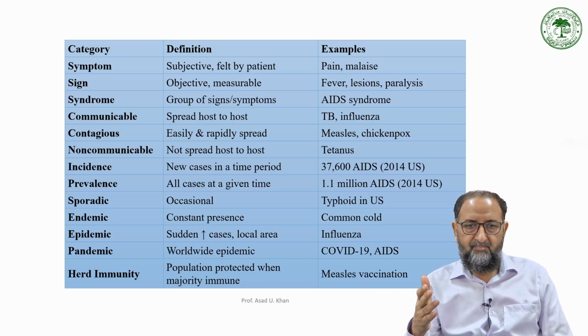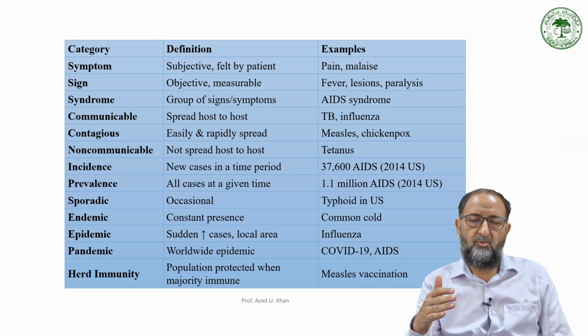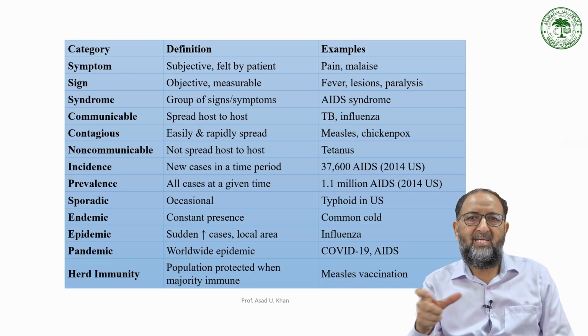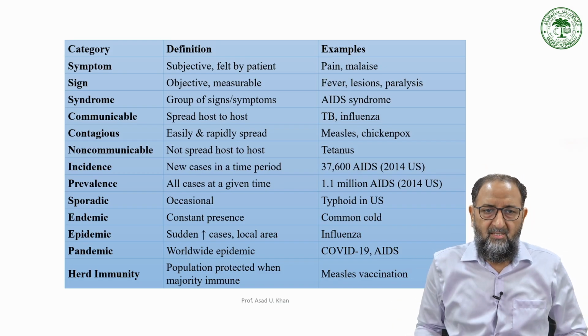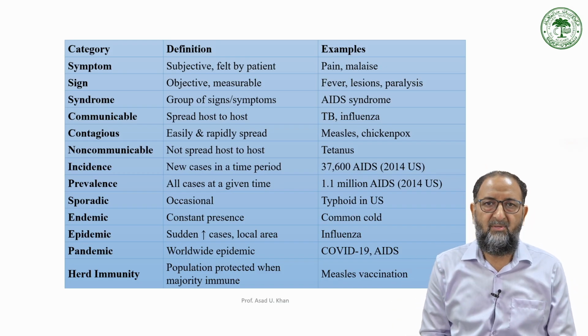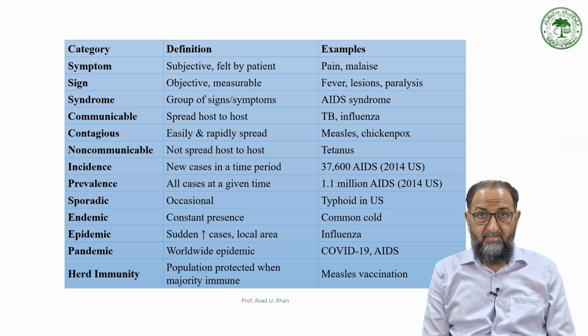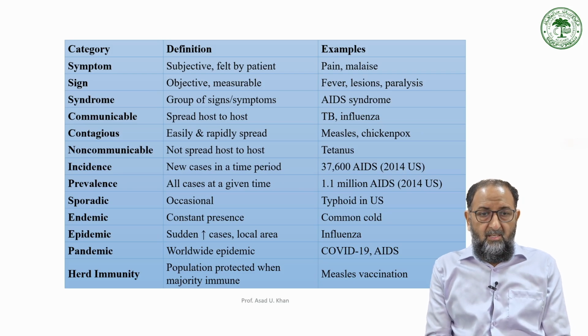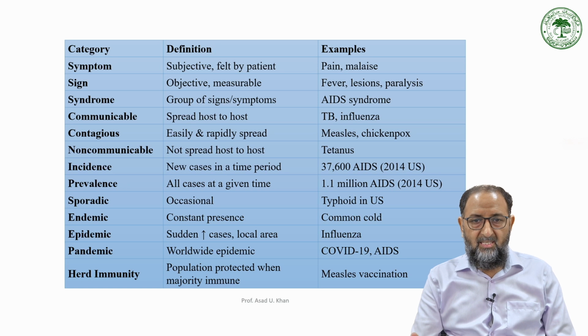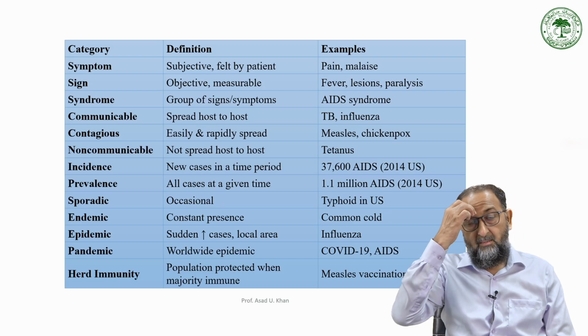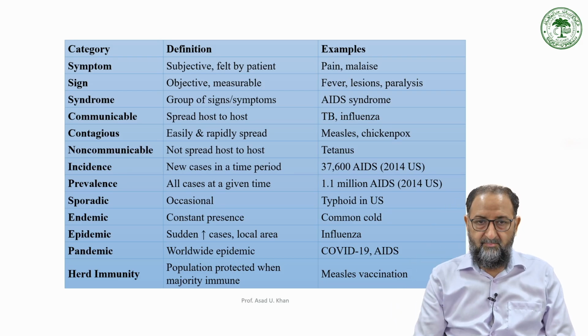Then epidemic is sudden. Endemic you can also define as when a particular community is known for that disease. For example, some areas in Africa are very endemic for malaria or for some other specific parasitic diseases, filariasis for example. The pandemic is a worldwide epidemic, and herd immunity is when a population is protected because the majority of the population is immune against that particular virus, disease, or pathogen.